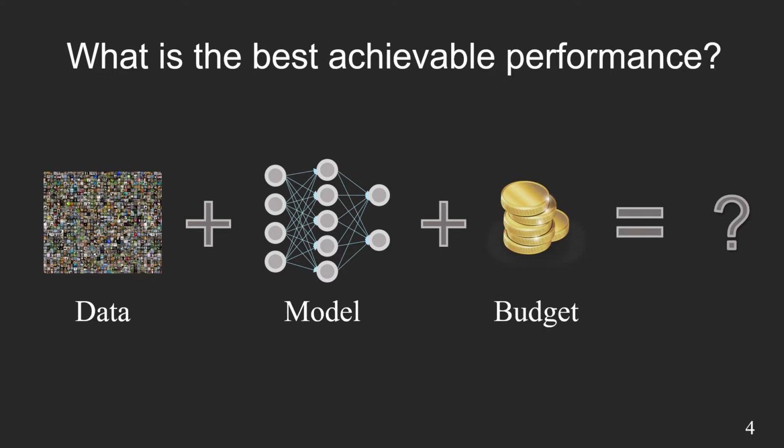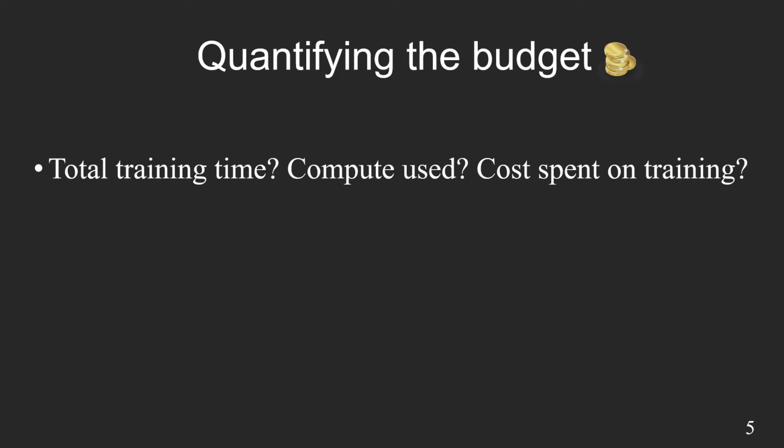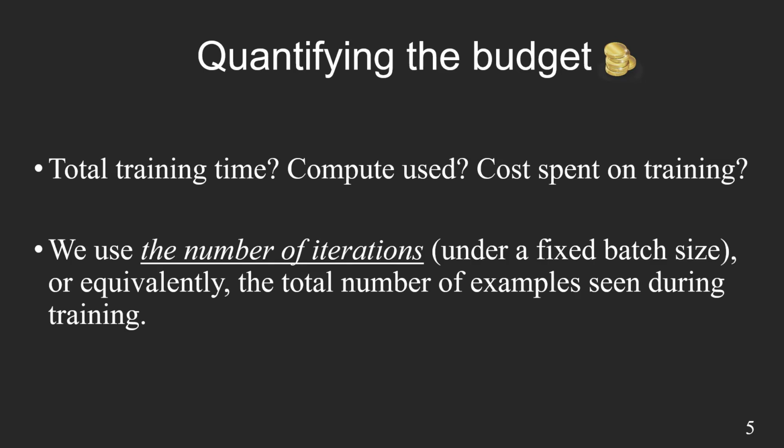Then the following question is, how to quantify this budget? One can represent it in total training time, compute hardware, or simply the cost spent on training. We choose the number of iterations as a representative resource. This allows us to abstract out the specific constraint without loss of generality, since any of the aforementioned constraints could be converted to training iterations.